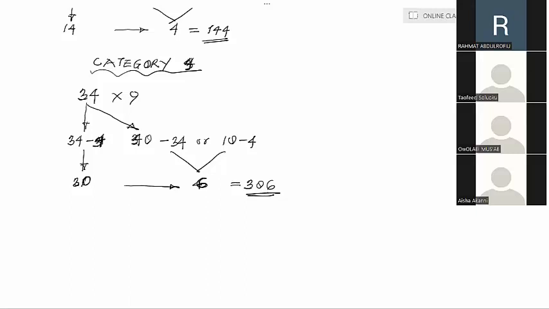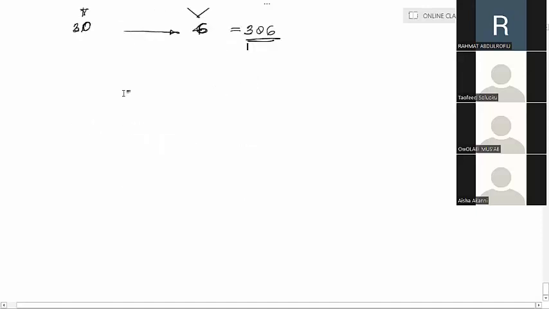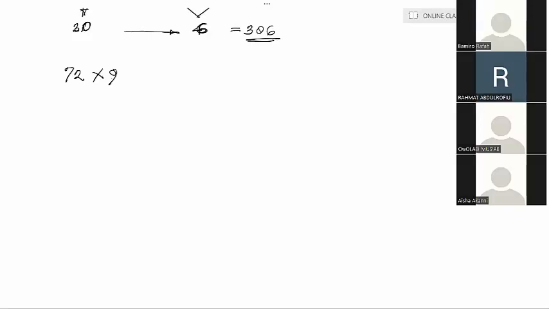Do you understand the logic? Anybody there? Yes. Okay. For that reason, I want you to help me solve this. Sharp, sharp. You are going to solve 72 times 9. You must first identify the category. Category 6. Category 8.